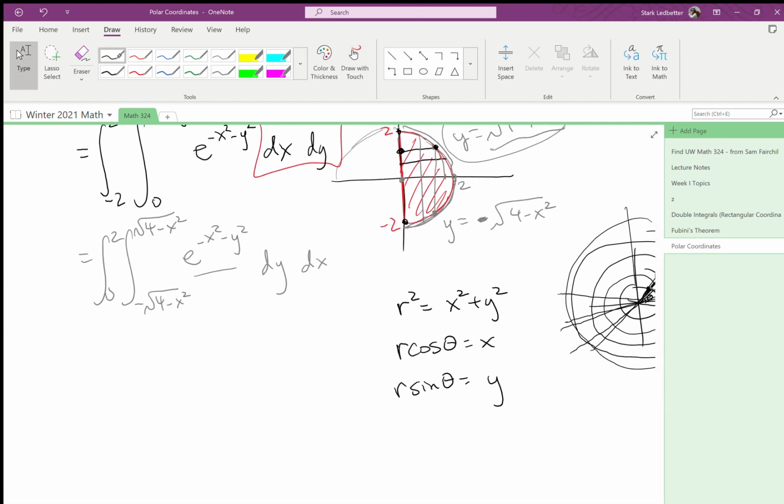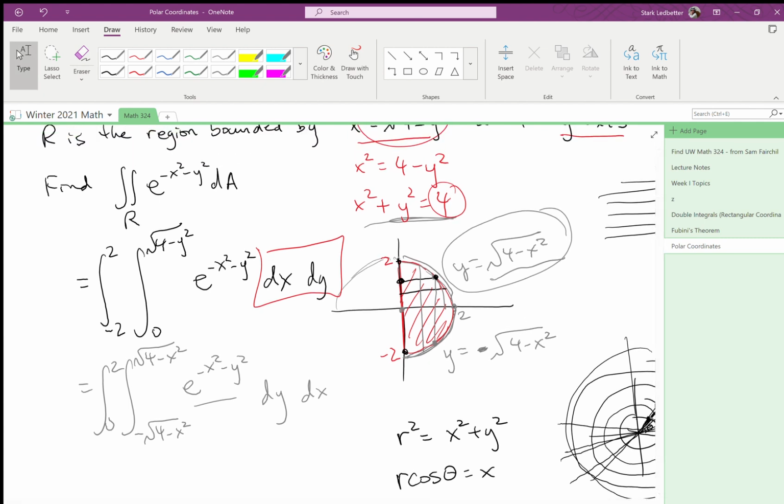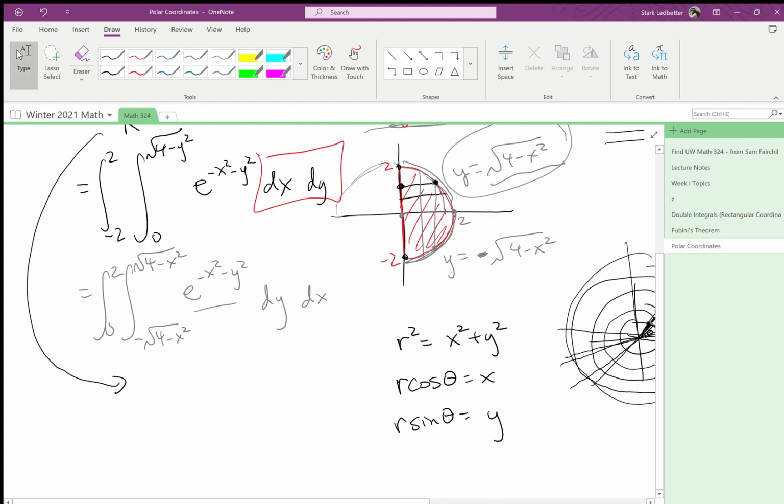Now we can do this. So we're going to replace dA with r dr d theta. We're going to replace negative x squared minus y squared with negative r squared. So we get e to the minus r squared, r dr d theta, and then we have to look at our region again.